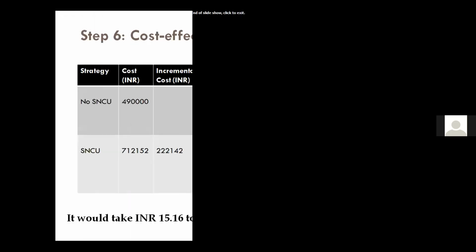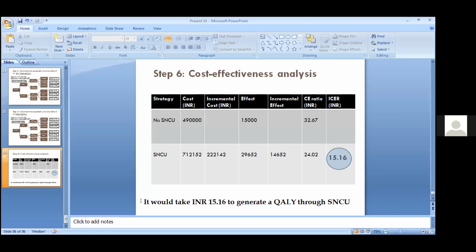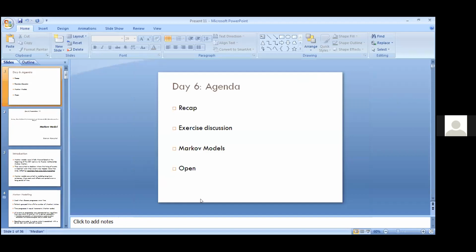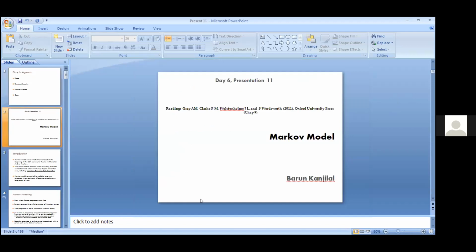All right. So this is what our exercises were. If there is no other question in this, we will go now to the next topic, today's topic, which is basically the Markov model.